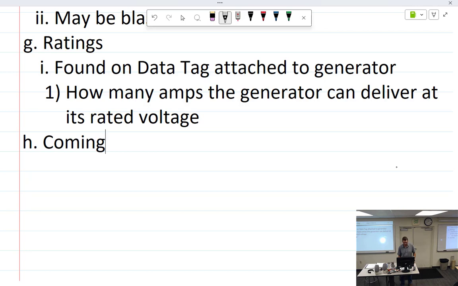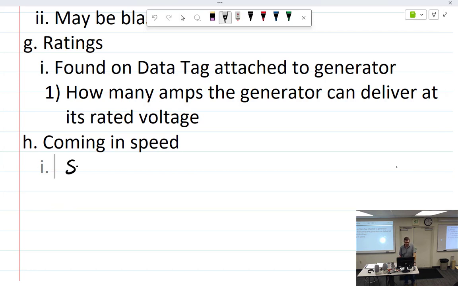Coming-in speed. Well, I have a question. So you say a data tag? Yep. It's riveted on or screwed on or something. The plate that was on the motor. It's just paper. You've got to never wash the engine, you'll ruin it. It kind of dangles right in front of the propeller.